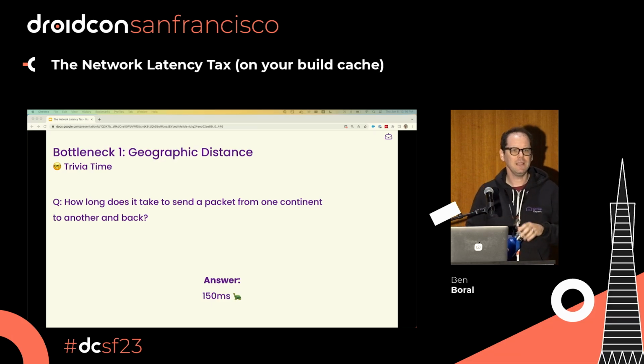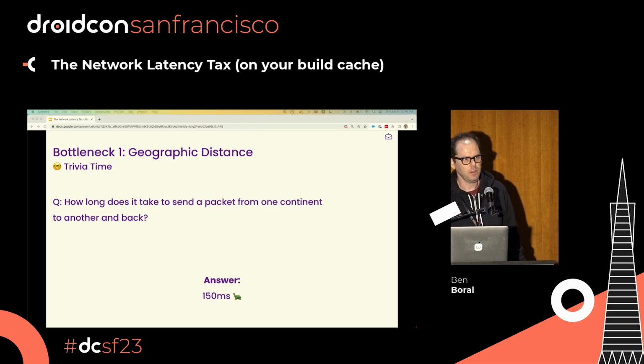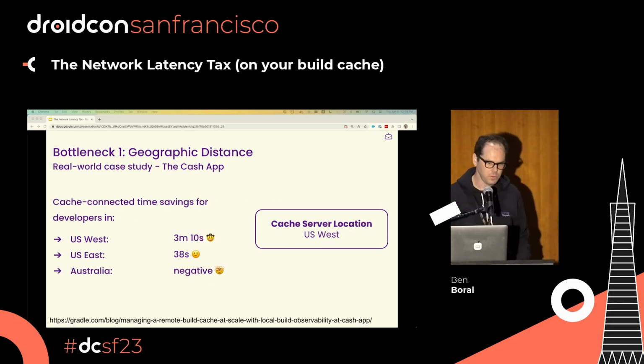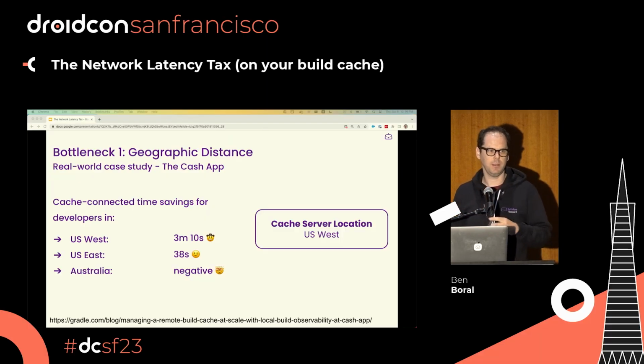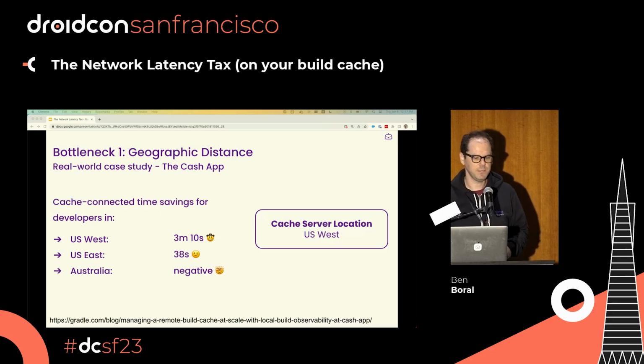And so what is the real world impact of that kind of latency? We can actually see this in a case study that the Gradle team published. I appreciate them publishing this because it's always good to have real world data. It's a case study with the Cache app. The Cache app developers use a build cache, and they host that in US West. What they observed is a typical time savings using a build cache of a little over 3 minutes for their West Coast-based developers. Those Android developers are really close to that build cache.